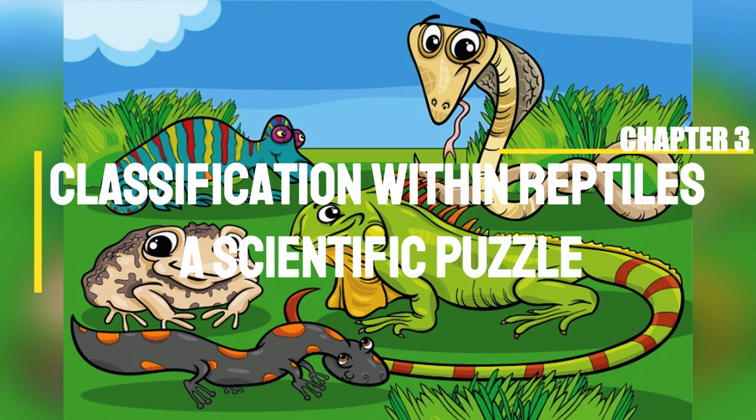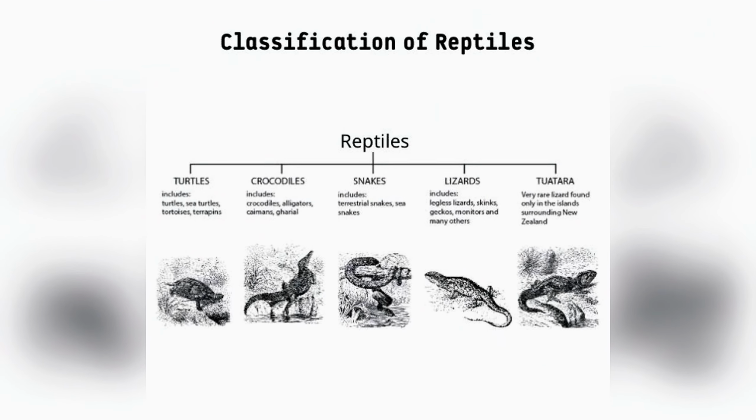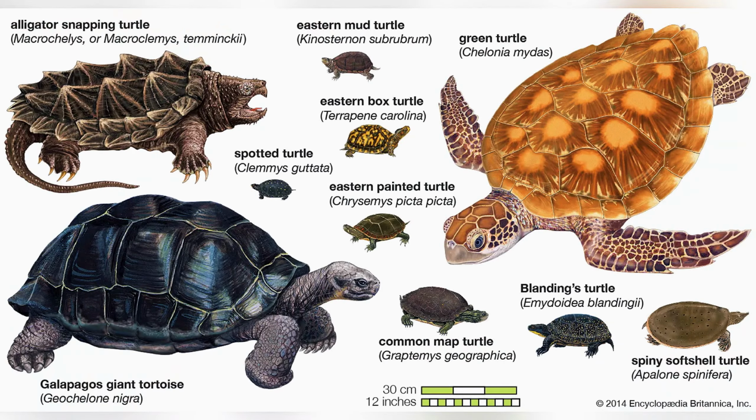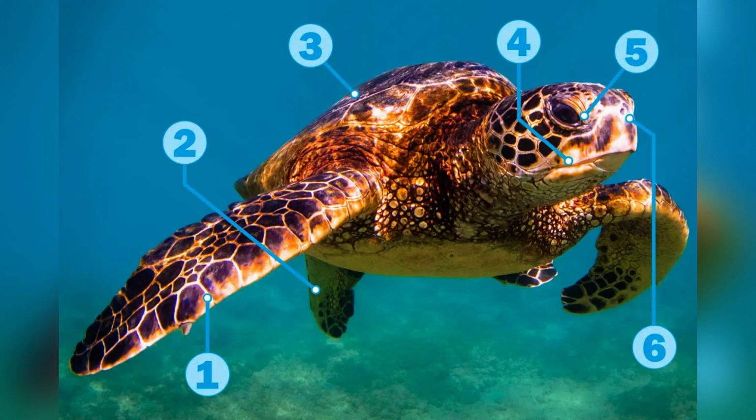Chapter 3: Classification within reptiles, a scientific puzzle. For many decades, turtles were among the most enigmatic groups of reptiles for scientists trying to trace their evolutionary relationships. One of the earliest debates centered on skull anatomy. Unlike other reptiles with openings in the temple region of their skulls, turtles possess an anapsid-like skull, lacking these openings. Early researchers interpreted this as evidence that turtles were among the most primitive reptiles, perhaps even representing a lineage separate from other modern reptilian groups.